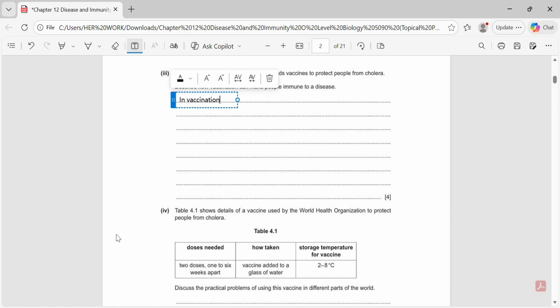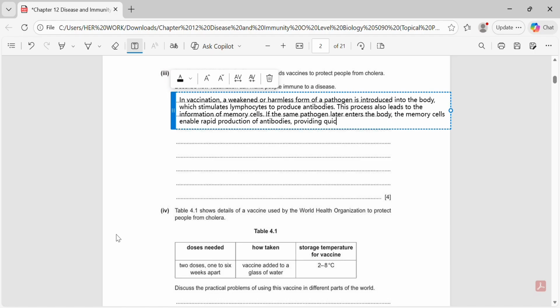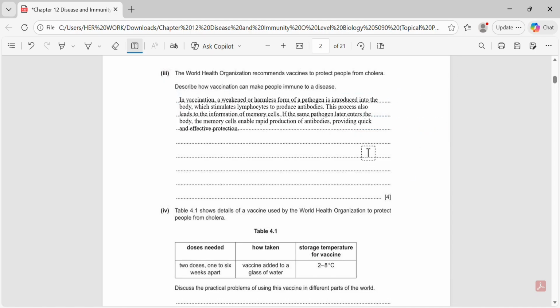In vaccination, a weakened or harmless form of a pathogen is introduced into the body, which stimulates lymphocytes to produce antibodies. This process also leads to the formation of memory cells. If the same pathogen later enters the body, these memory cells enable rapid production of antibodies, providing quick and effective protection. So, in this way, vaccination makes a person immune by preparing the immune system in advance and preventing the disease from developing.